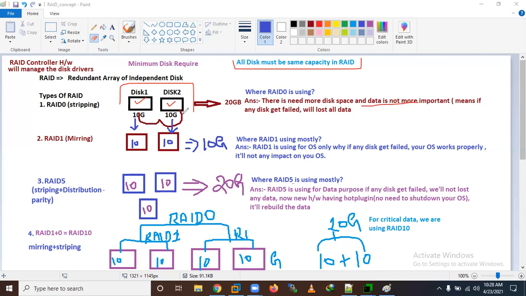RAID 0 is used where you need more disk space and the data is not that important, because if any disk fails, you will lose your data in RAID 0. But you get the full capacity: if you have two 10 GB disks, you get a complete 20 GB.